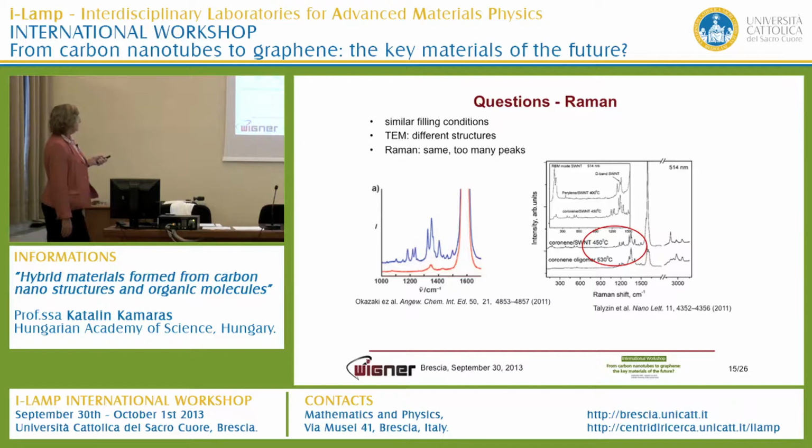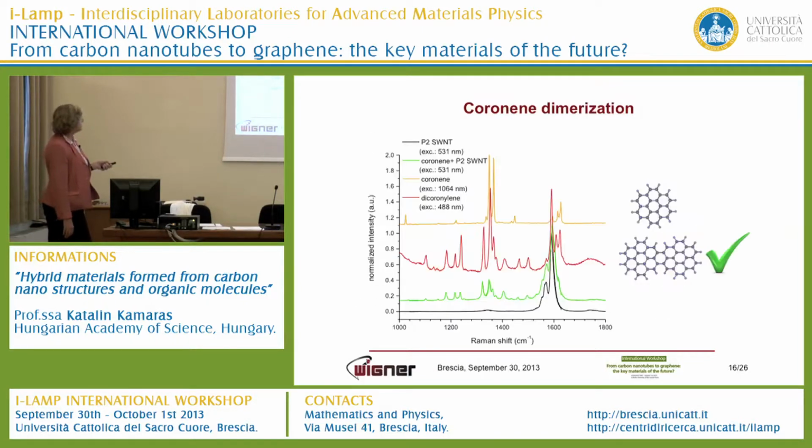So we decided to prepare a series of coronene-filled nanotubes with different parameters. One of the parameters is the sublimation temperature, where you form these hybrid structures. And what we did first is basically we just took the spectra. We took the Raman spectra of the coronene, the first step of the graphene nanoribbon formation, which is the dimer, the dicoronylene, and we took the filled sample, and we compared them.